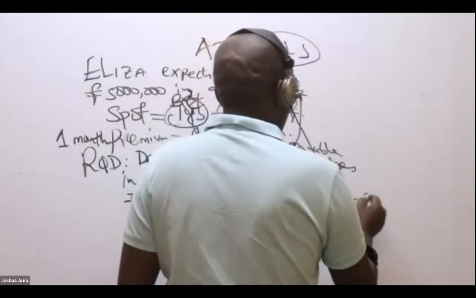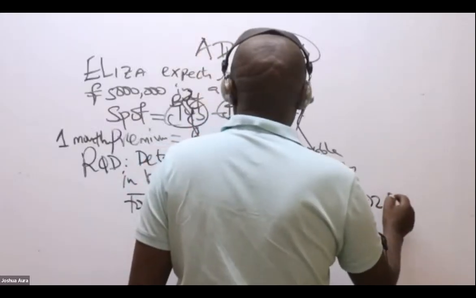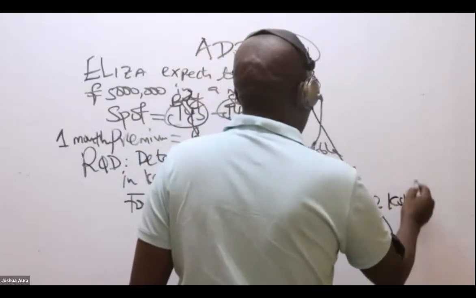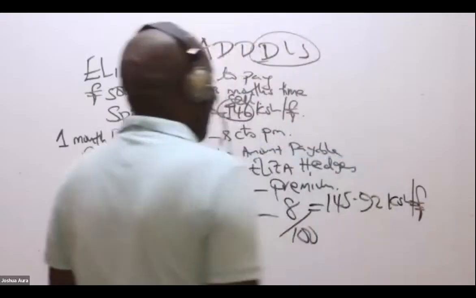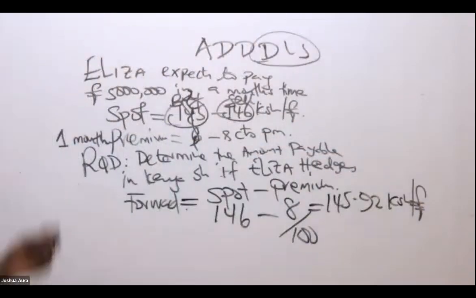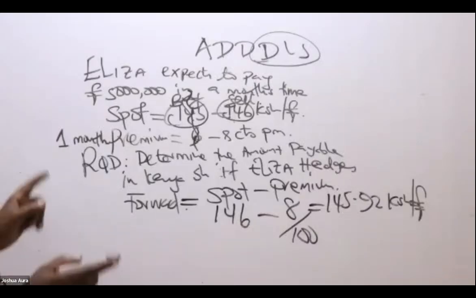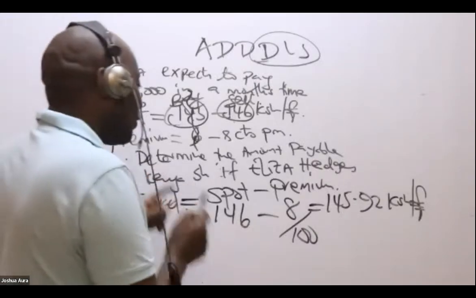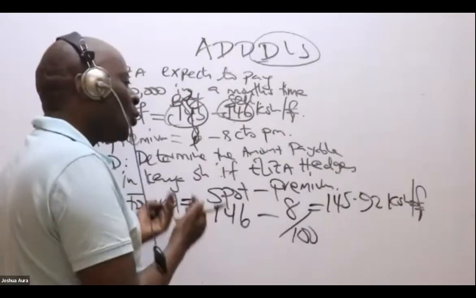145.92. We have here Kenya shillings per pound. So could you kindly go ahead and do what here? But again, you don't tell me that mwalimu, always premium will subtract. It depends on what you are given.